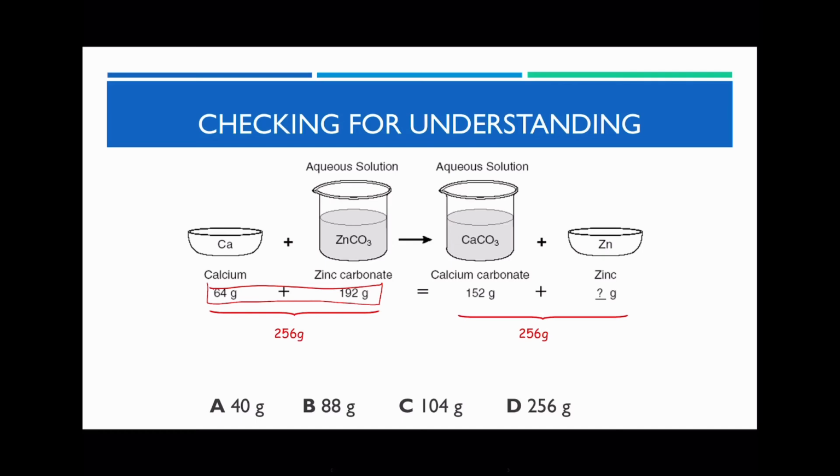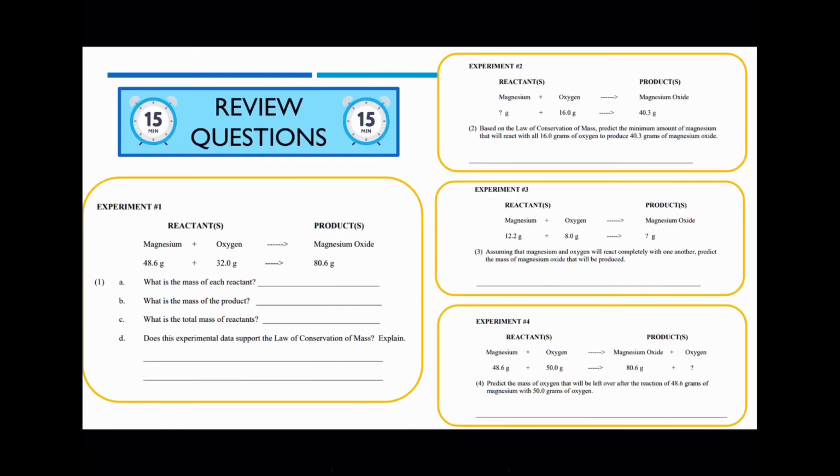Now that I know that the total mass of my products is equal to 256, and I know that the mass of my other product is 152, the way that I can calculate the mass of zinc is by going 256 subtract 152, and as a result, the answer in this case is going to be 104, so C is going to be the correct answer.